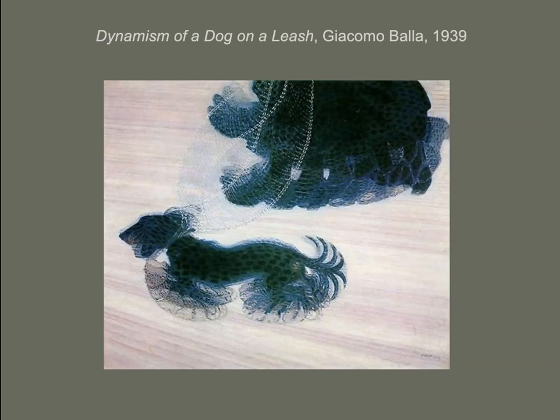This is Dynamism of a Dog on a Leash by Balla from 1939. And in it, we're seeing the representation of the motion of a person walking a dog, right? And really the dog is the focal point. And you can see how the artist has chosen to do this by representing a leg over and over again, representing the tail over and over and over again. So we're seeing many different moments in time being compressed into one image. And part of this is the result of photography being developed and how photography was able to capture many different moments in a sequential order.